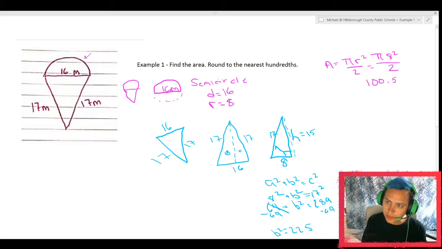100.53. Make sure you actually use the pi button. But we're going to get 100.53. And since we know the units in this problem, it's going to be meters squared, since it's area. So we're going to hold on to that number. That's going to be important.